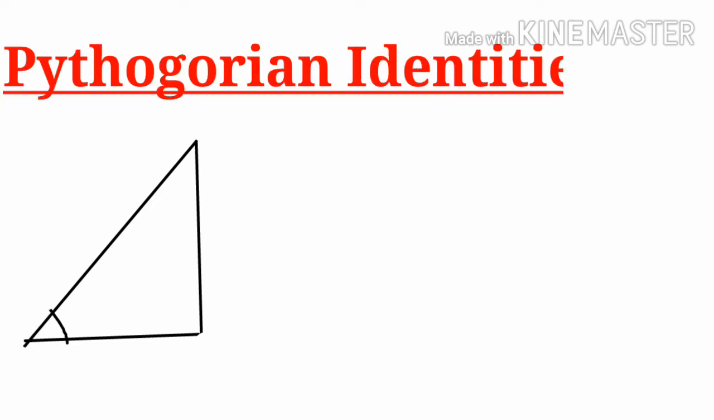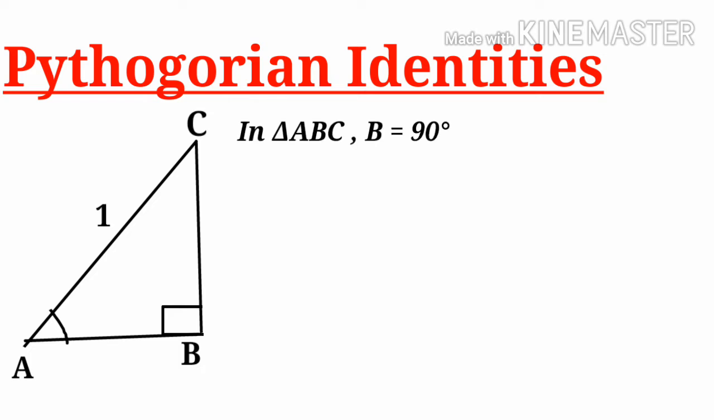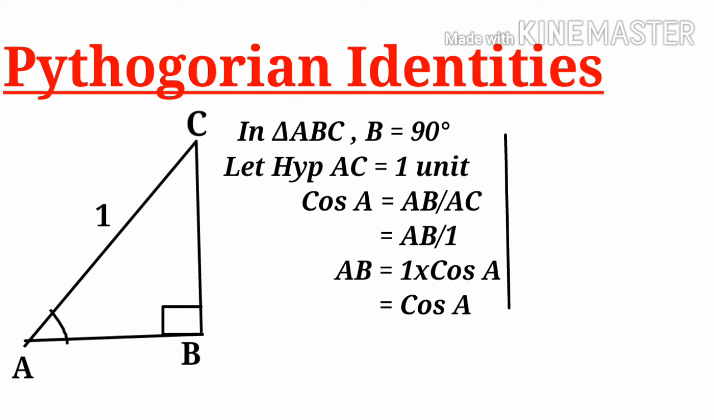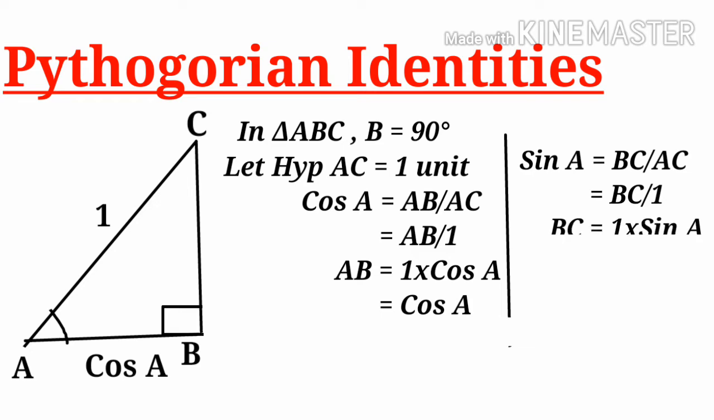Now consider a right angle triangle, 90 degrees at B, and hypotenuse AC is equal to 1 unit. Then define cos A is equal to AB by AC, that is AB by 1. By cross multiplication we get AB is equal to 1 into cos A, that is AB is equal to cos A. And we define sin A in the same triangle. Sin A is equal to BC by AC, that is BC by 1. By cross multiplication we get BC is equal to 1 into sin A, that is sin A. So BC is equal to sin A.